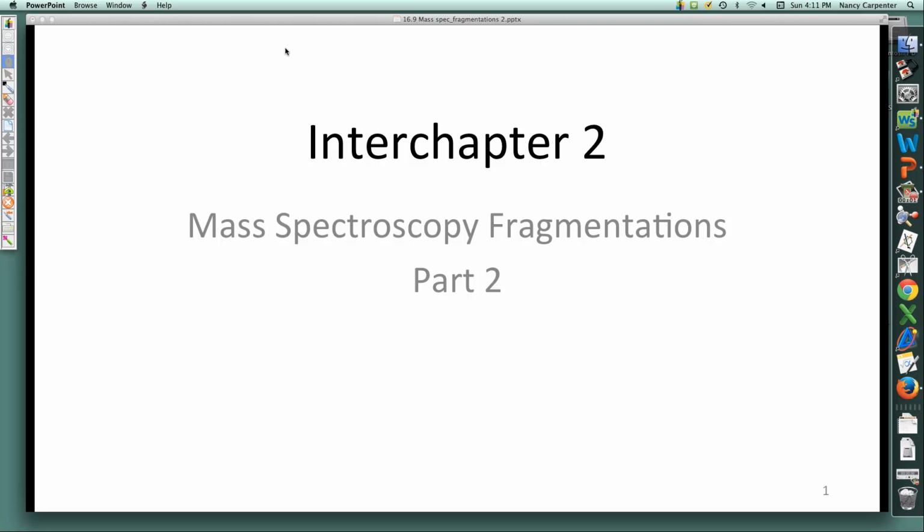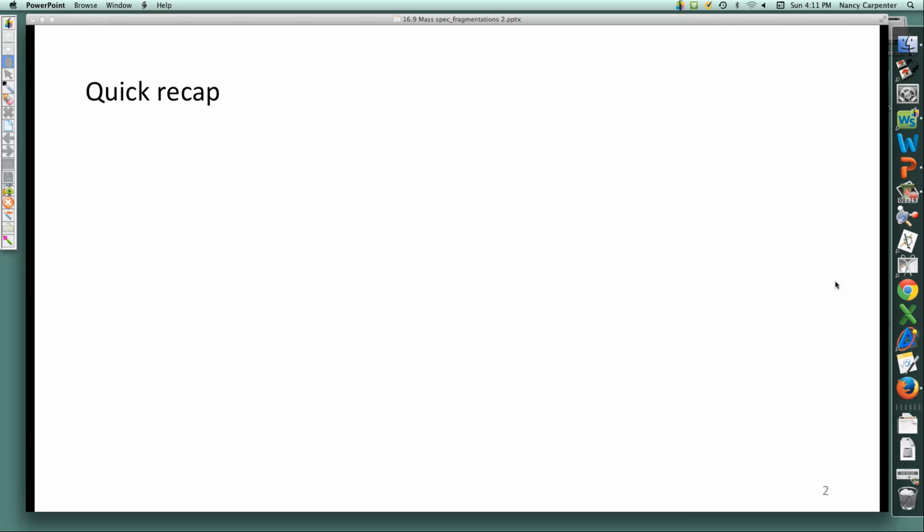So we will wrap up mass spectroscopy fragmentations in this mini lecture. If your head is spinning and you're feeling like it's still kind of voodoo, don't worry. A lot of mass spec is. We'll try to help you focus on the parts that actually sort of kind of make some semblance of sense. Alright, a quick recap from what we've already covered.